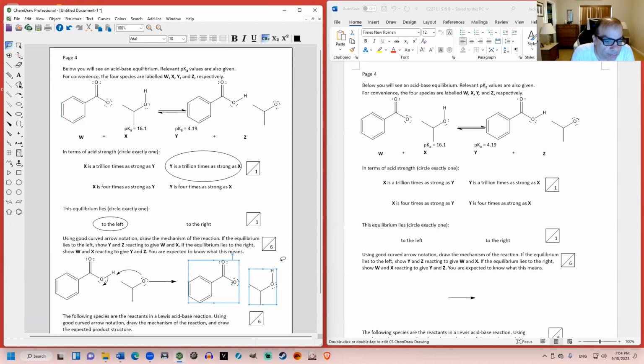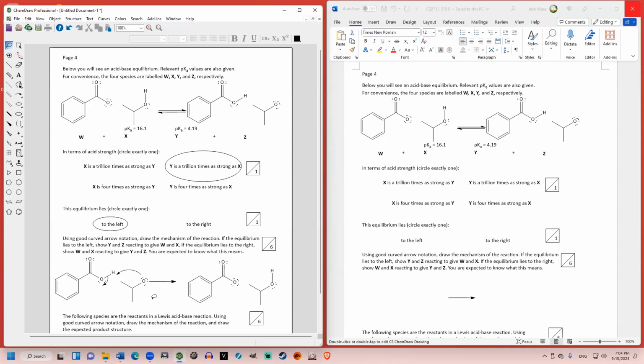So that's the best way to draw the mechanism. Always remember, arrows are only used for movement of electrons, never of atoms.